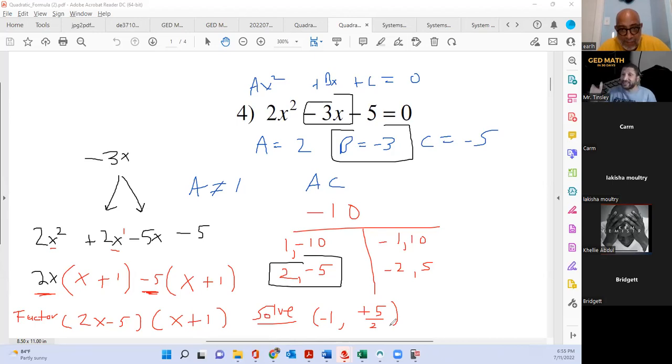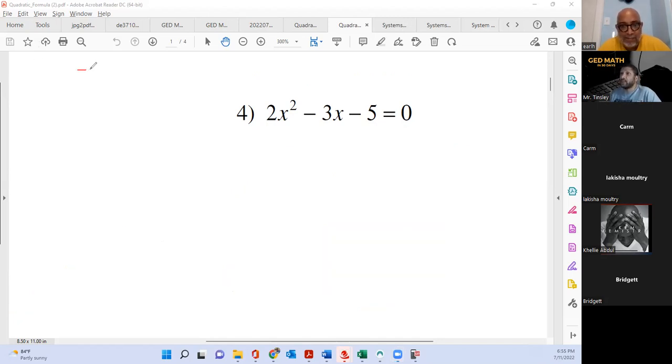Most people spend 6, 7, 8 minutes trying to figure out this problem, instead of just using a multiple choice or using your calculator. What do you mean use your calculator, Mr. Tinsley? Let me show you. So we already know our answers, -1 and 5/2. We already have our answers, correct? Now, let me show you something. Okay, -1 and 5/2 is our answer, correct? So I'll put that as the last multiple choice, because I want to teach you how you can have an advantage taking the GED.